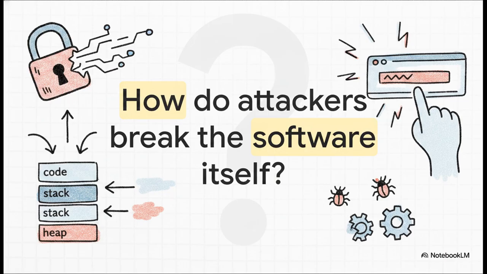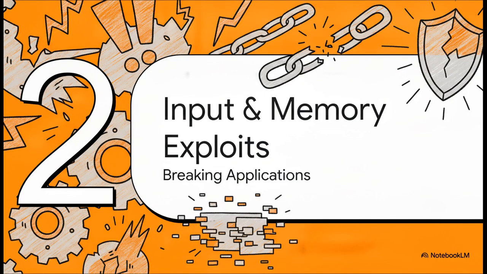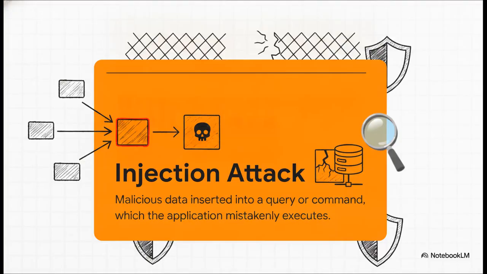Which naturally brings us to a pretty crucial question. If they aren't using a traditional noisy virus, how exactly are these attackers exploiting our software's memory and inputs to gain access? Section 2. Input and memory exploits. Well, that leads us right to the first intruders in our rogues gallery. These specific attacks specialize in breaking applications by forcing them to process things they absolutely shouldn't.